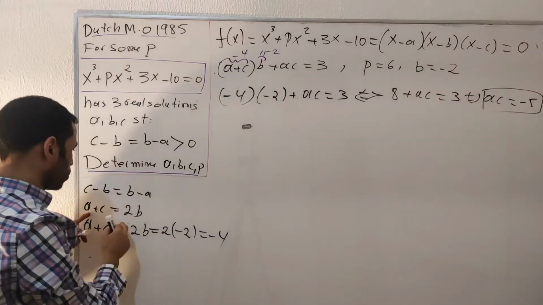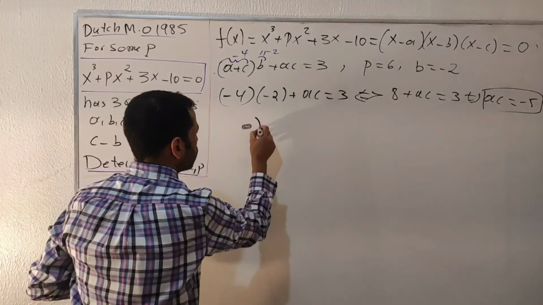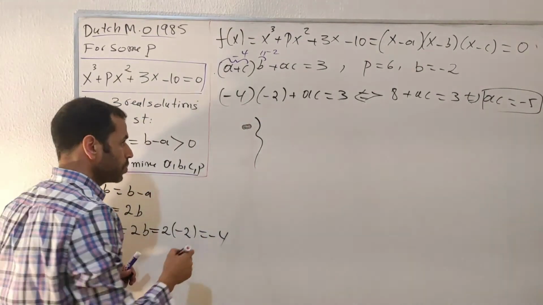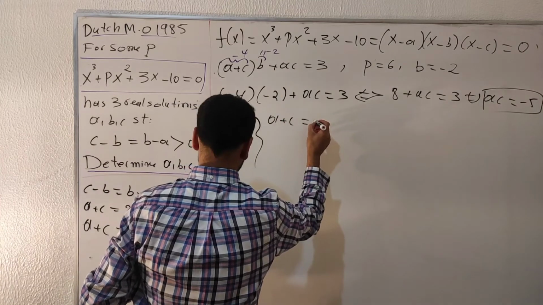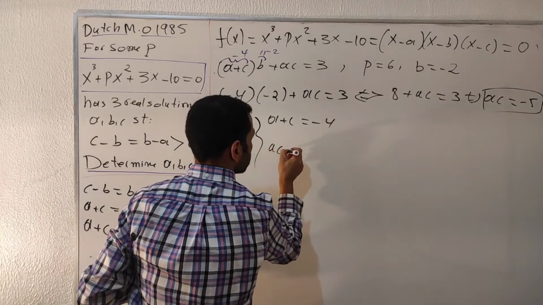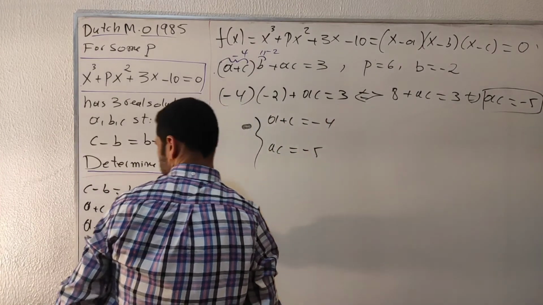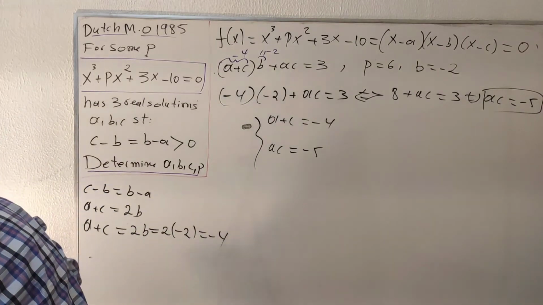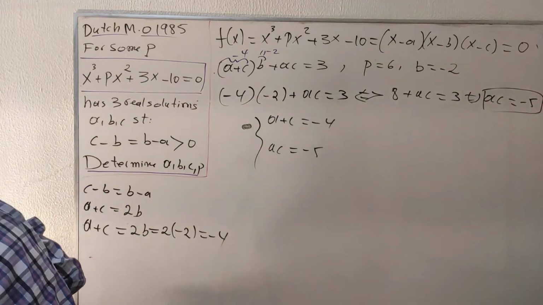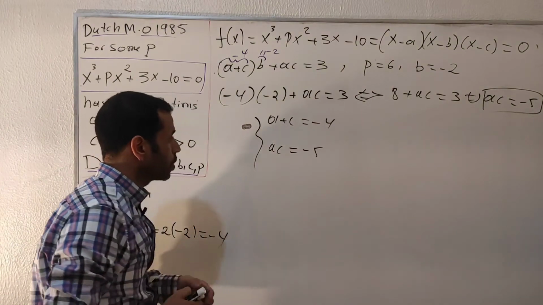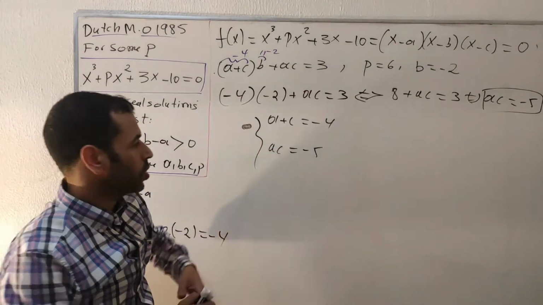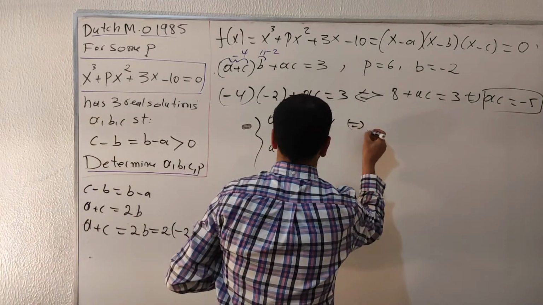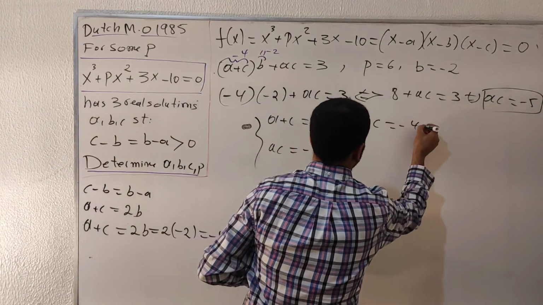I know the sum equals minus 4. So I'm going to put this in the form of an equation system. I get A plus C equals minus 4, and AC equals minus 5. So I'm simply going to replace one of these values into the other one. I get C equals minus 4 minus A.